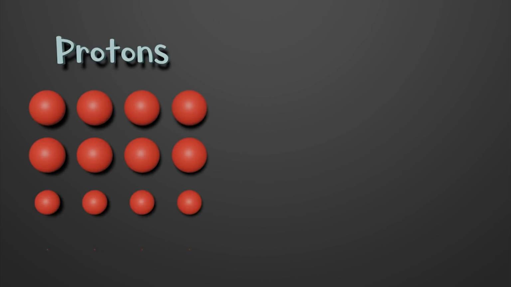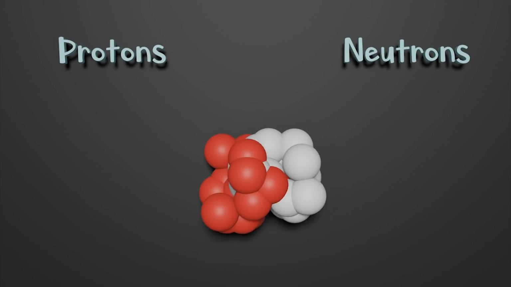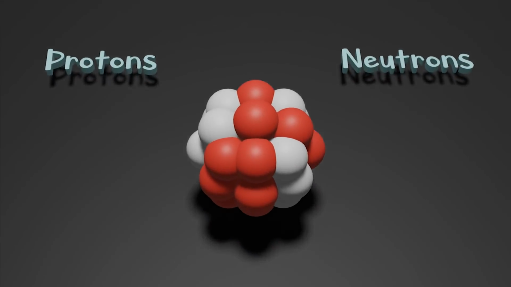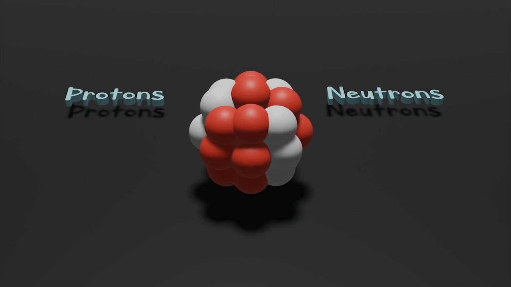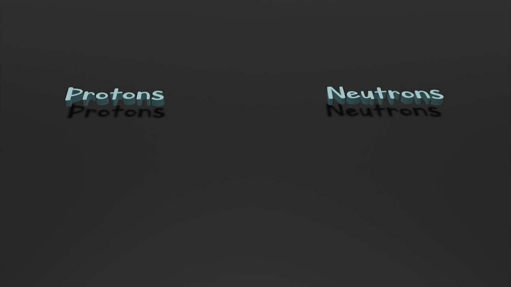In a nucleus, you have protons and ideally an equal number of neutrons all smushed really close together. Now this should seem impossible, as the electrostatic repulsion from the like charges of protons should cause them to eject away from each other. But for some reason, they don't.